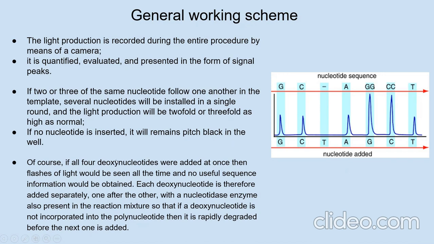Now, of course, if all four deoxynucleotides were added at once, then a flash of light would be seen all the time and no useful sequence information would be obtained. So each deoxynucleotide is added separately, one after the other, with an apyrase enzyme also present in the reaction mixture, so that if a deoxynucleotide is not incorporated into the polynucleotide, it is rapidly degraded before the next one is added, so that we can easily detect which nucleotide is added and which the light is indicating.